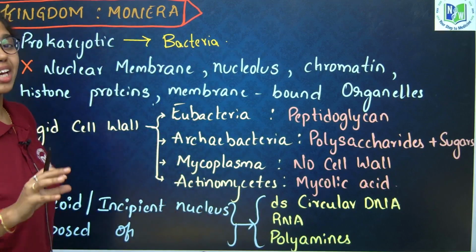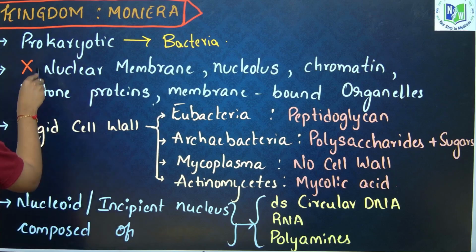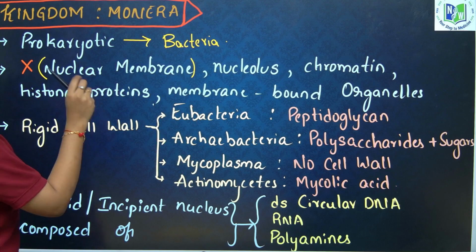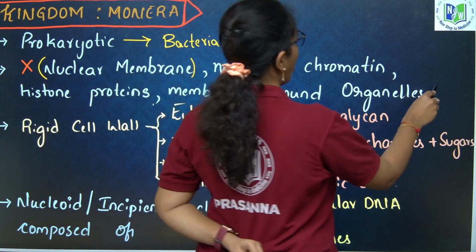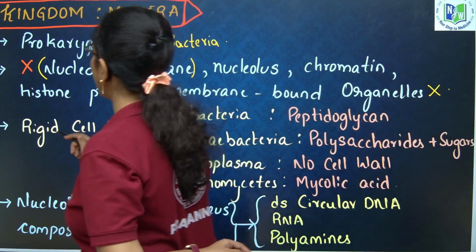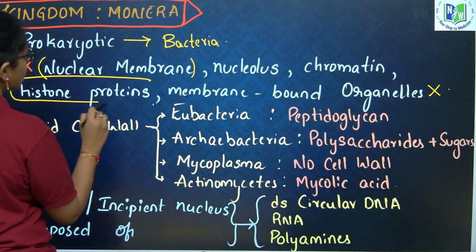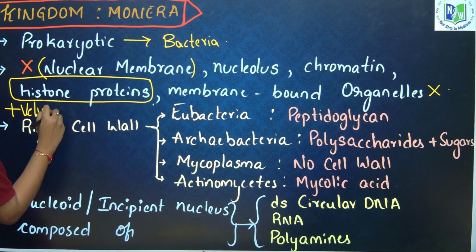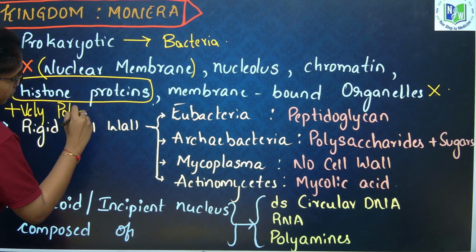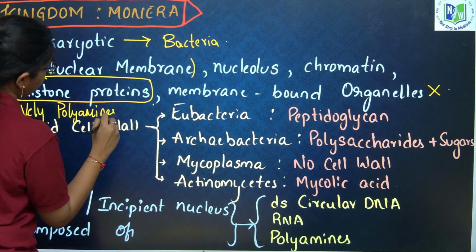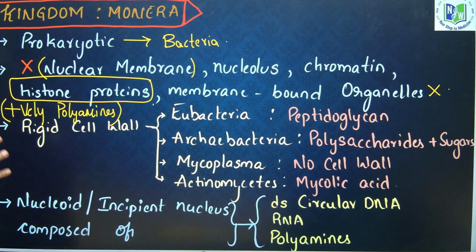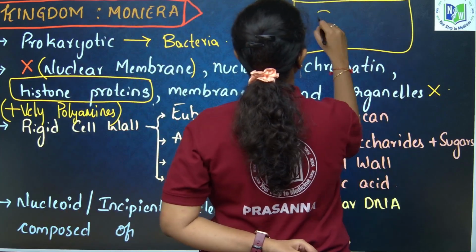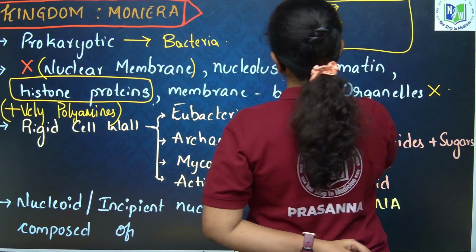If you look into a prokaryotic cell, no nuclear membrane is present, no nucleolus, no chromatin, no histone proteins, and there are no membrane bound organelles. Other than histone proteins, what do you have? Some positively charged polyamines. These positively charged polyamines will bind along with the negatively charged DNA and they will place the DNA at one position in the cytoplasm.